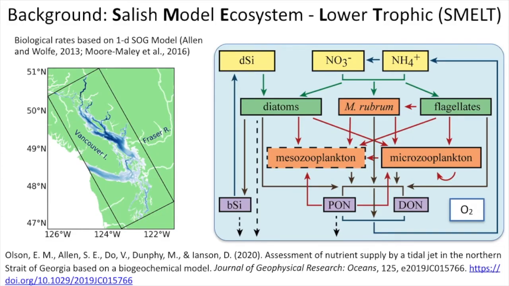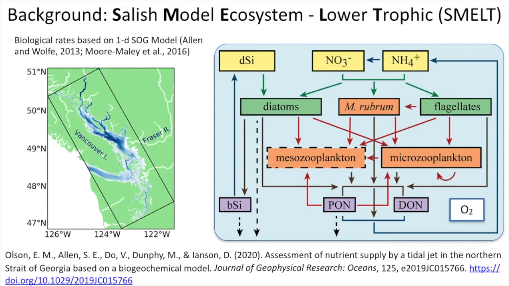Salish Model Ecosystem Lower Trophic, or SMELT, is an NPZD-type biological model coupled to a 3D physical simulation based on NEMO. The model domain is the Salish Sea on the west coast of Canada. The physical model has vertical resolution ranging from 1 meter at the surface to 27 meters at depth. Horizontal resolution is approximately 500 meters. The biological model includes 3 nutrients, 3 primary producers including the mixotroph Mesodinium rubrum, 2 zooplankton groups, and 3 detrital pools.